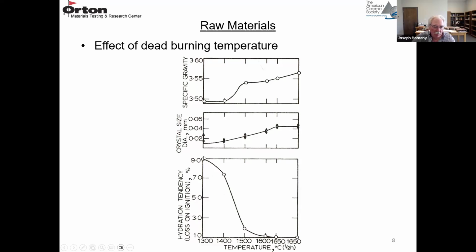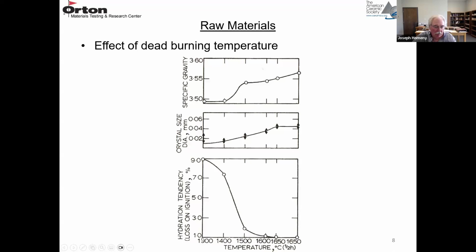And this is percent weight loss, the loss on ignition. The higher the weight loss, the more of the material is hydrated. For hydration tendency, the material is exposed to water vapor. I don't know exactly what condition it is here, it could be in an autoclave under steam pressure, but it picks up water and hydrates. It picks up more water at the lower temperature than at the higher temperature.